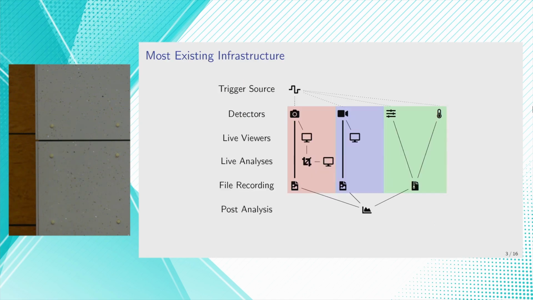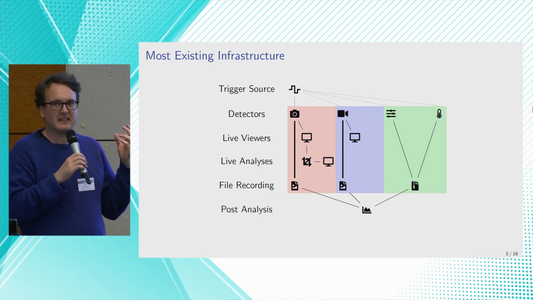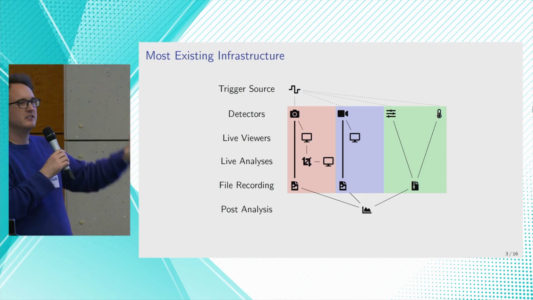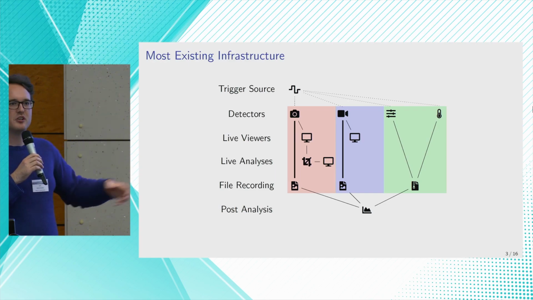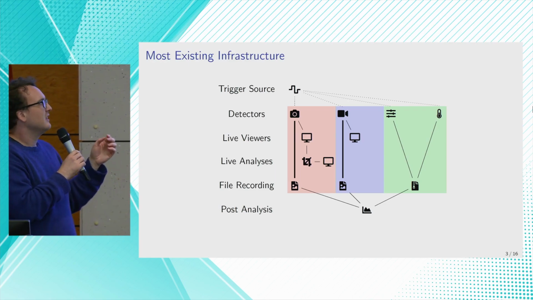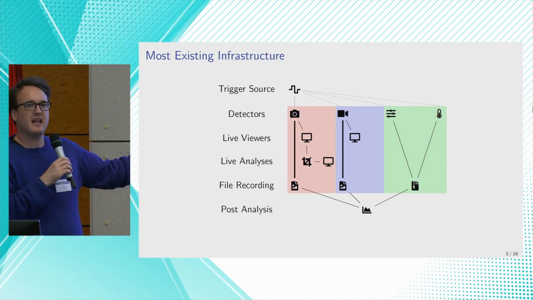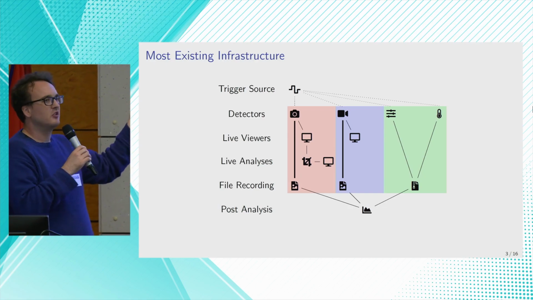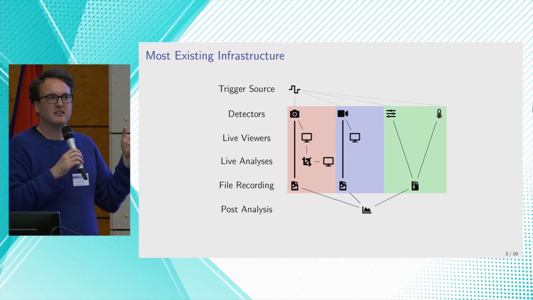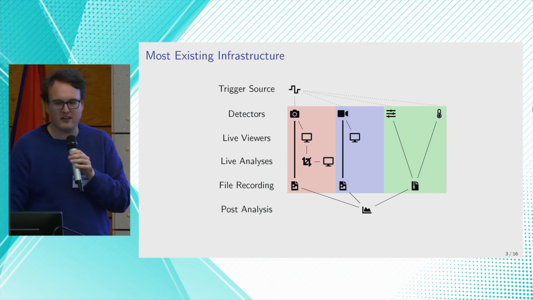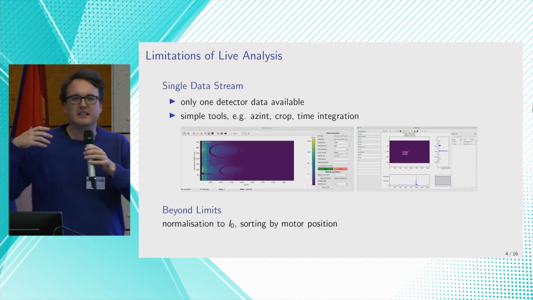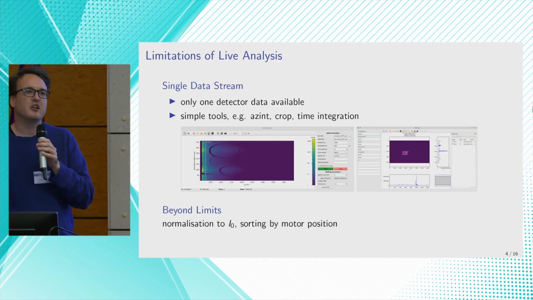the experiment. So most existing infrastructure at beamlines looks like this, that it's very siloed. So every detector basically lives in its own silo, has its own viewer, comes from its own vendor, and only at the very end, when the scan is done and everything is on file, it is possible to correlate together different acquisition methods. So the problem there is that the limitations are extreme regarding live viewing.